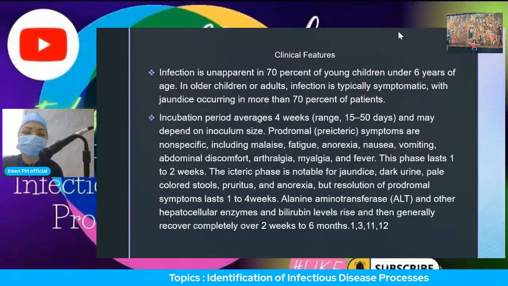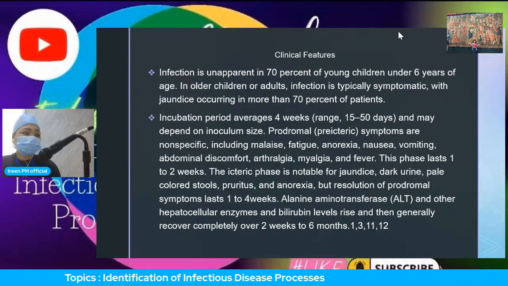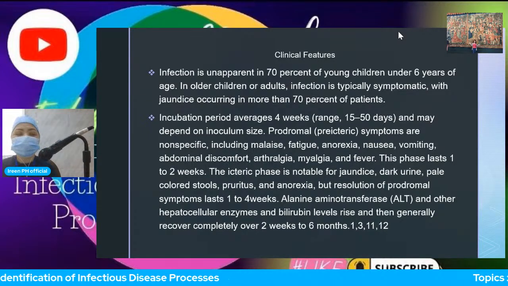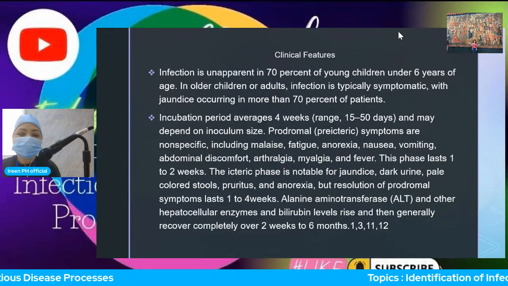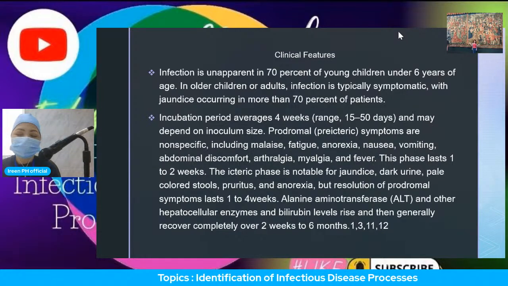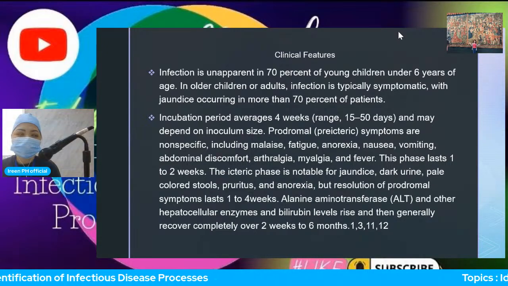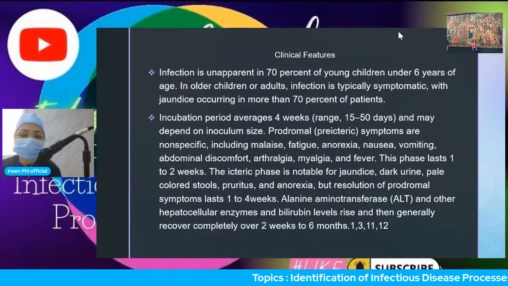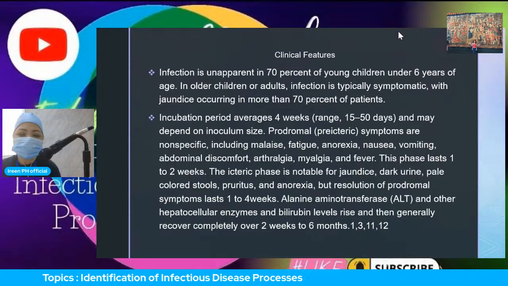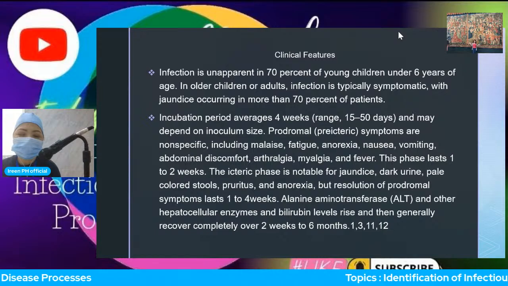The clinical features of Hep A infection: it is unapparent in 70% of young children under 6 years of age. In older children or adults, infection is typically symptomatic, with jaundice occurring in more than 70% of patients.